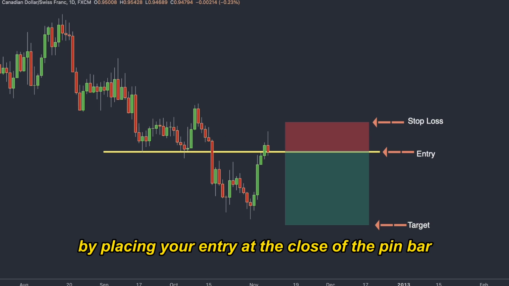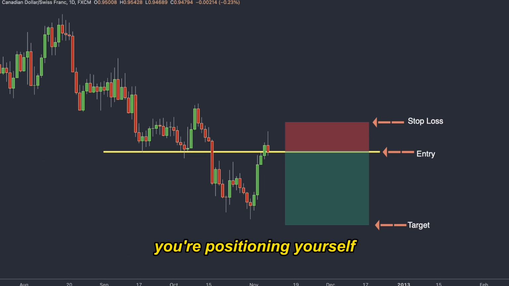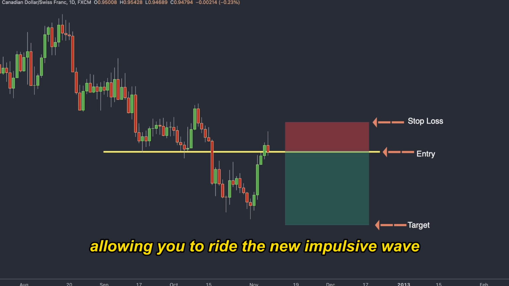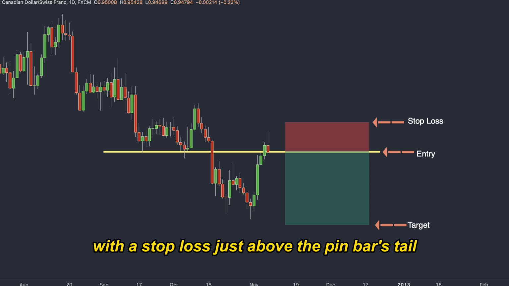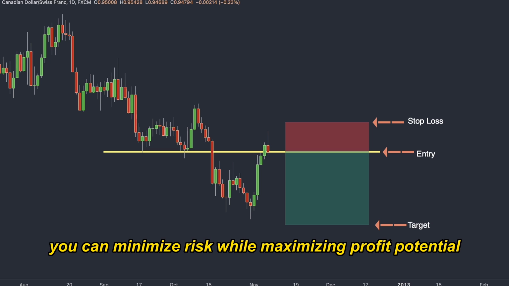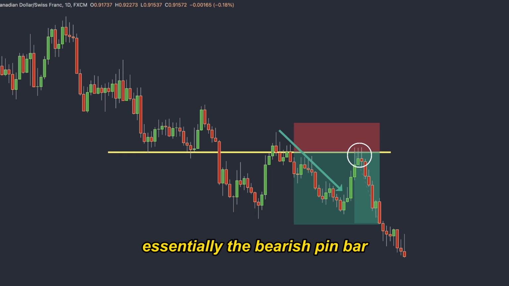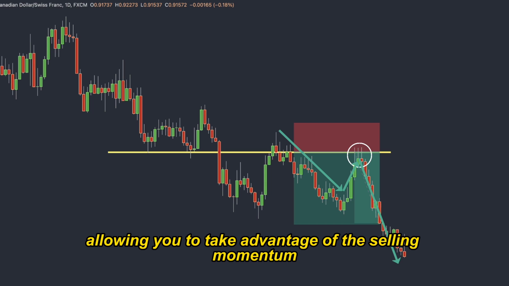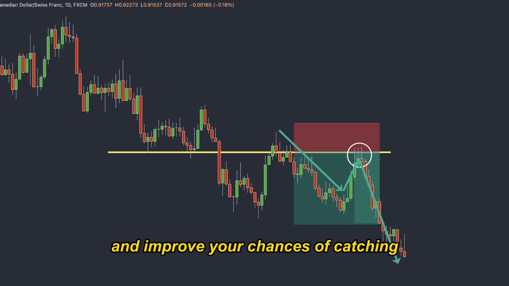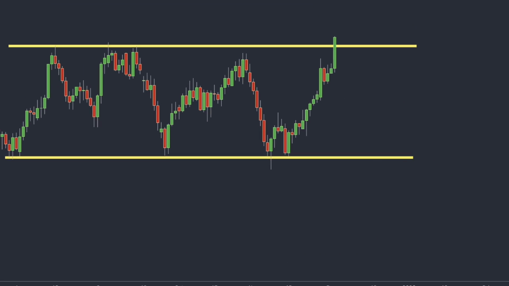By placing your entry at the close of the pin bar, you're positioning yourself at the start of the next downward push, allowing you to ride the new impulsive wave. With a stop loss just above the pin bar's tail, you can minimize risk while maximizing profit potential. Essentially, the bearish pin bar provides a reliable signal that the downtrend is about to continue, allowing you to take advantage of the selling momentum and improve your chances of catching the dominant trend's next move.